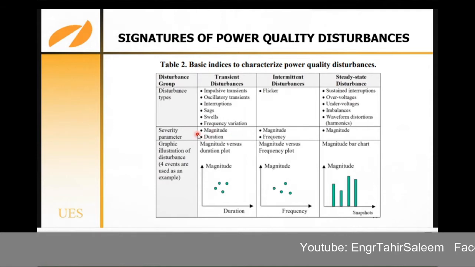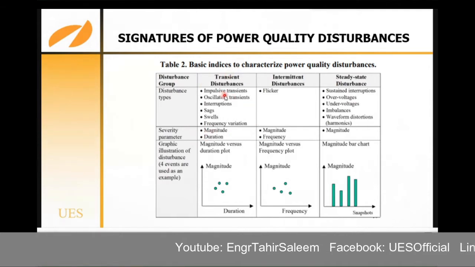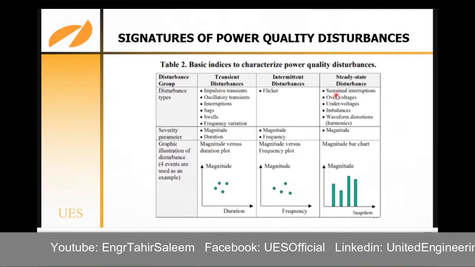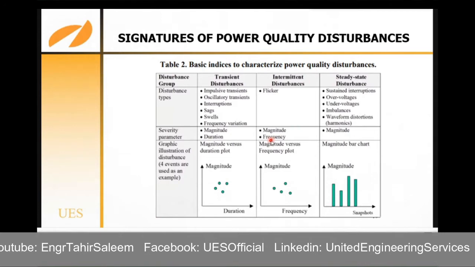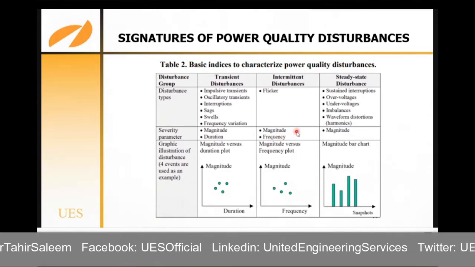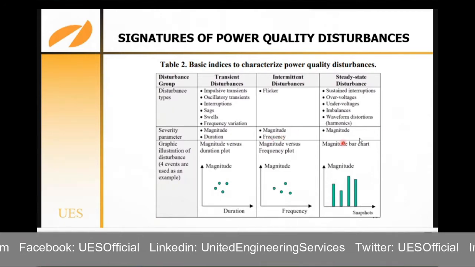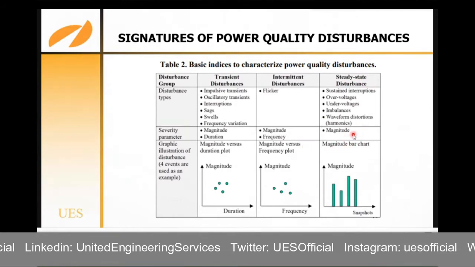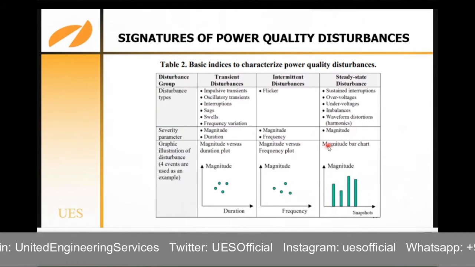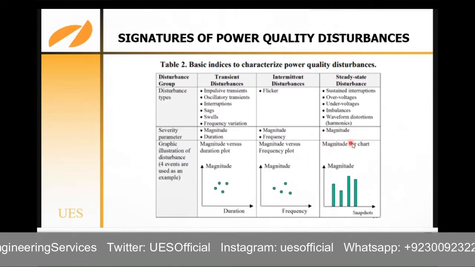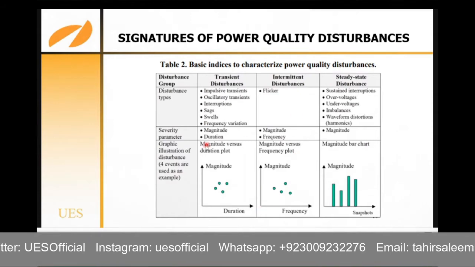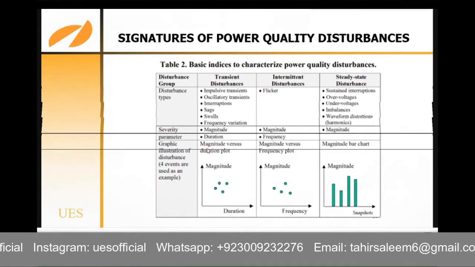First is magnitude, as in the transient disturbance. The transient disturbance causes severity by its magnitude and duration. Intermittent disturbance uses its magnitude and frequency, and steady state disturbance uses its magnitude to disturb the system. Now these are the parameters of those kinds of disturbances that cause severity in the system.